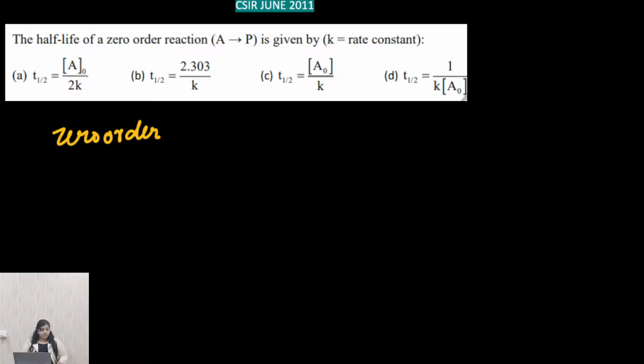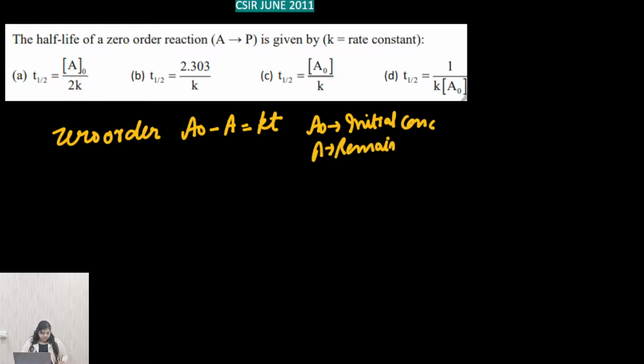For the zero order kinetics, we know the integrated rate law expression is A naught minus A equals KT, where A naught is the initial concentration, A is the remaining concentration, K is the rate constant, and T is the time period. You both know that, right?